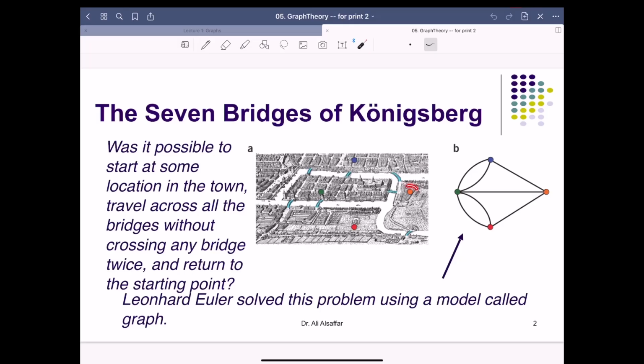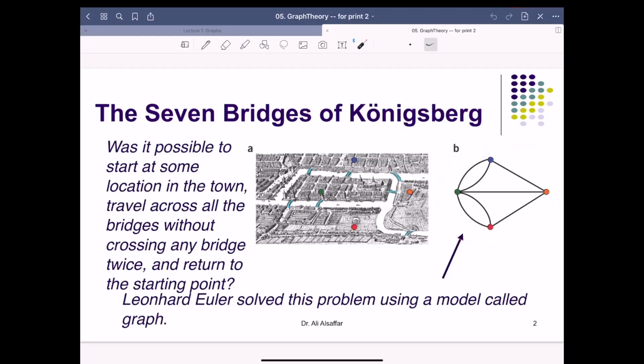Also between the orange region and the green region, there is 1 bridge, so it is connected by a line. Now between the red region and the green region, there are 2 bridges, so this is why there are 2 lines connecting these circles. Between orange and red, there is 1 bridge, and this is why it's connected by a line between these 2 circles. And then he tried to find a solution from the graph.